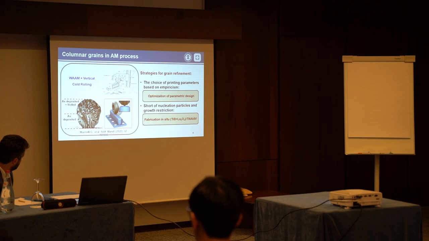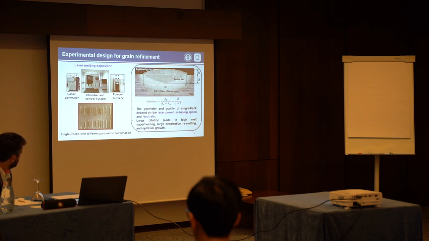So we optimize the printing parameters. And second, the melting pool is short of nucleation particles and growth restrictions. So we added some titanium diboride and lanthanum oxide to Ti-6Al-4V. This is the laser melting deposition equipment that we used. It includes the laser generator, powder delivery, printing chamber, and the control system.